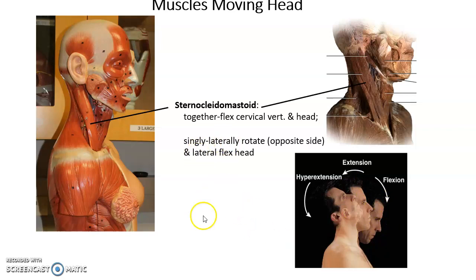Now, if only one of them contracted, it will rotate the head in the opposite direction from where it's located. So if this one contracted, the head would go the other direction. And also it could laterally flex the head, which basically helps you rest the head on your shoulder. So you could laterally bend the head, flexing it at the neck to rest it on your shoulder.